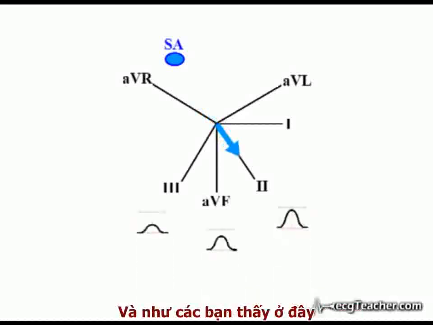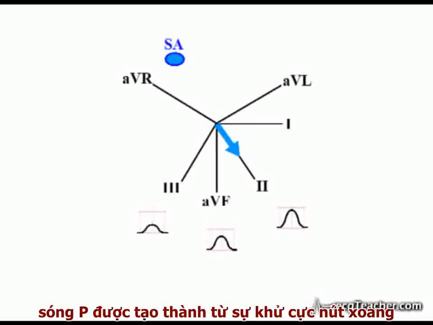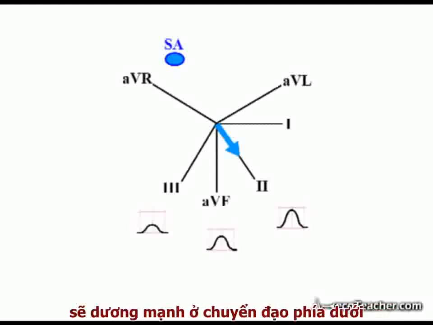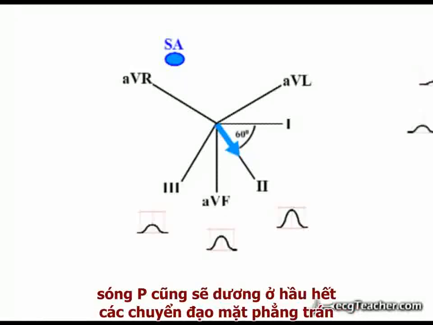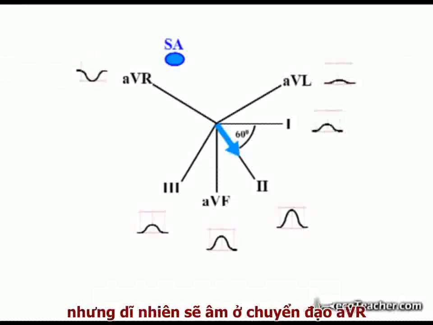Hence, as you can see here, P-waves originating from a sinus discharge are usually strongly positive in the inferior leads and tend to be of maximal amplitude in lead 2. Also, with an axis at plus 60 degrees, the P-wave is positive in most of the frontal leads, but of course is negative in AVR.